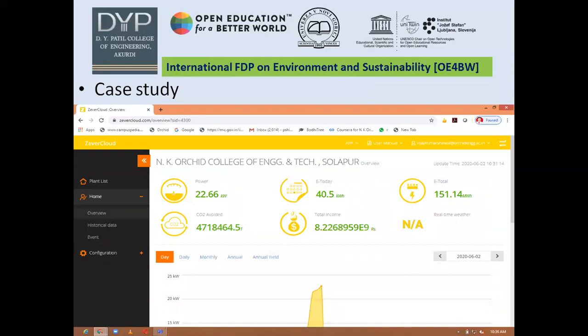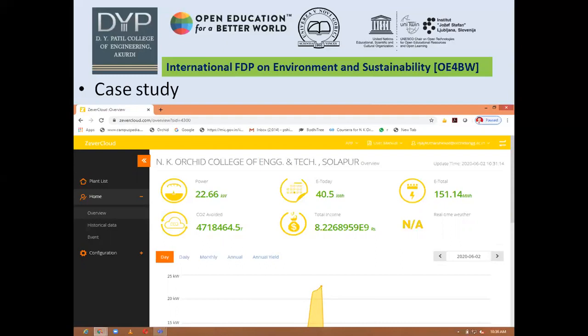Now, as I have mentioned a few parameters of green construction technology, one of that I will be taking as a case study, say energy, electricity. In our own college, that is NK Orchid College of Engineering and Technology, Solapur, we have installed a solar power plant on our roof terrace, right? So, I will be discussing the plant details as well.